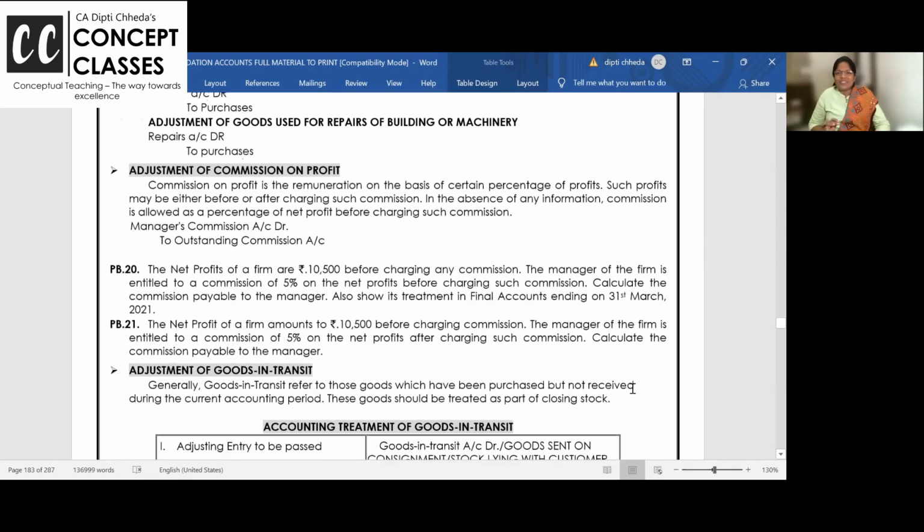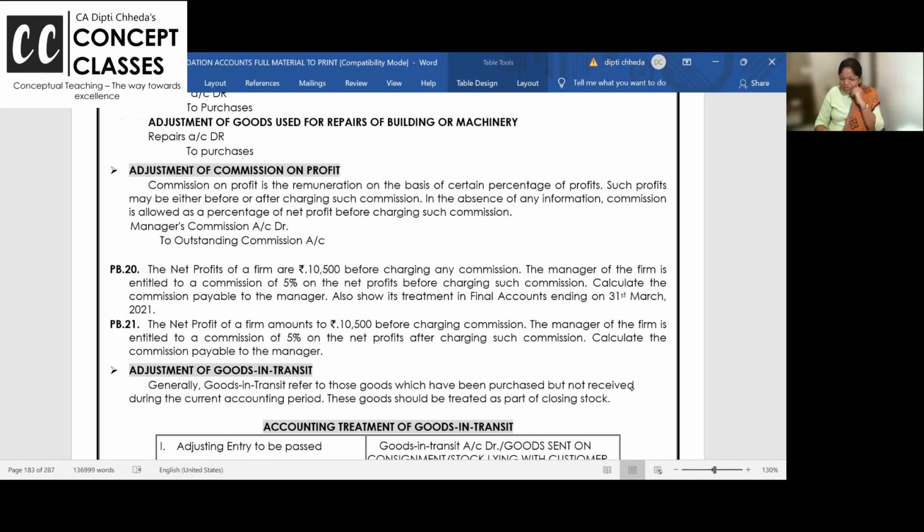Yeah, the most interesting part. Last December, in the exam, no? That time they asked you this commission on profit concept. After getting the trading P&L profit, can we say to the manager, you work as a chief manager and we will pay you 5% commission?